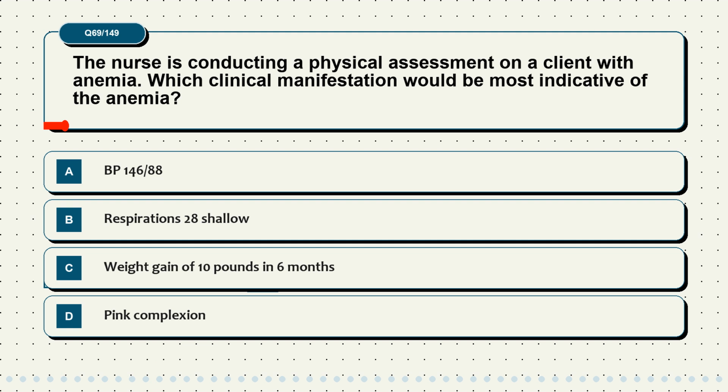Question 69. The nurse is conducting a physical assessment on a client with anemia. Which clinical manifestation would be most indicative of the anemia? Here are the options. Option A, BP 146/88. Option B, respirations 28 shallow. Option C, weight gain of 10 pounds in 6 months. Option D, pink complexion.